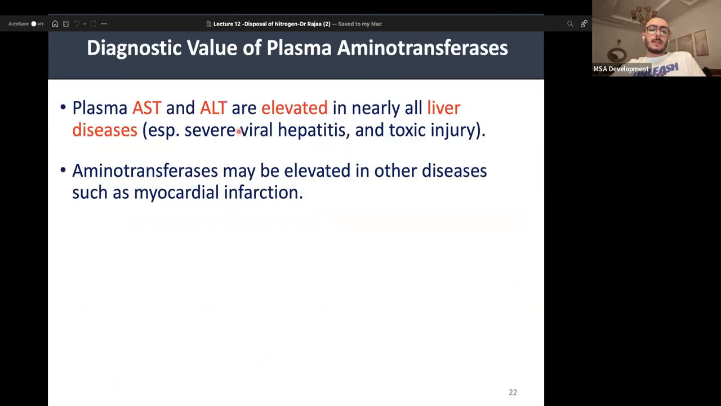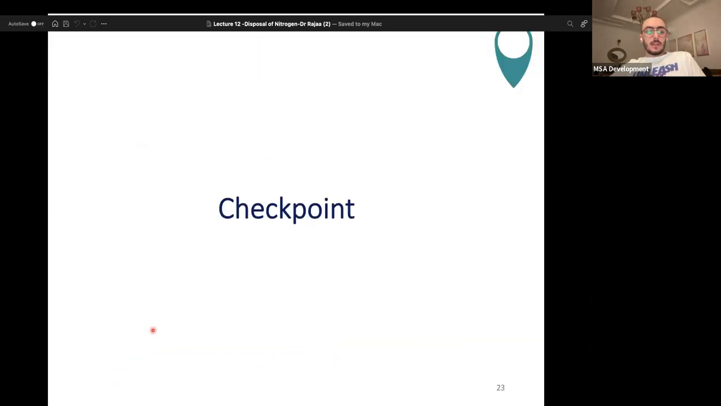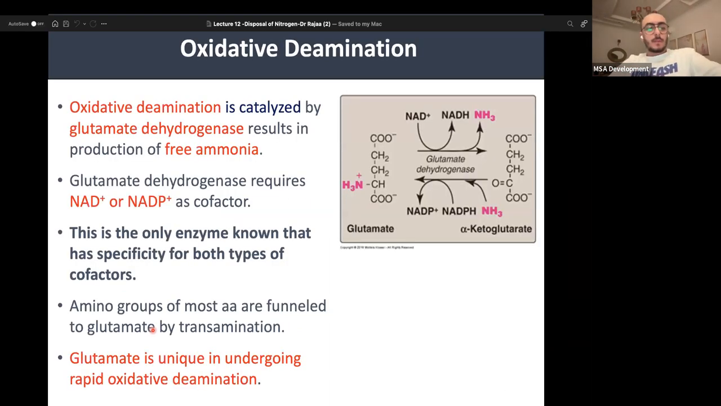This slide is trying to tell you that AST and ALT are elevated in nearly all liver diseases. I mentioned that, and we use them to test for liver diseases, basically. This is a checkpoint for you to ask questions, but again, let's go on.